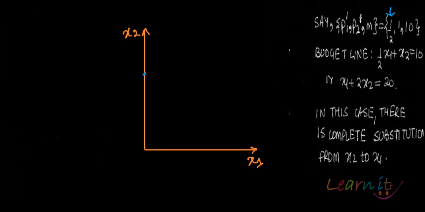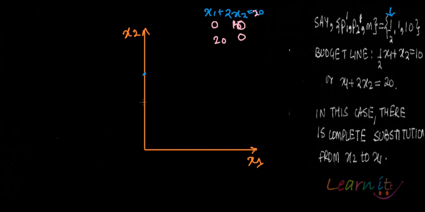Now I guess there would be some substitution. Let me draw the budget line first. Your budget line is 1/2 x1 plus x2 equals 10, so it is basically x1 plus 2x2 equals 10. In case x1 is 0, x2 is 10, and in case x2 is 0, x1 is 20.